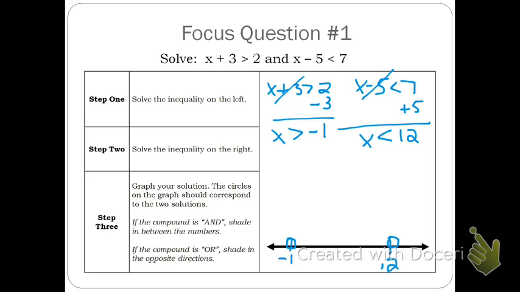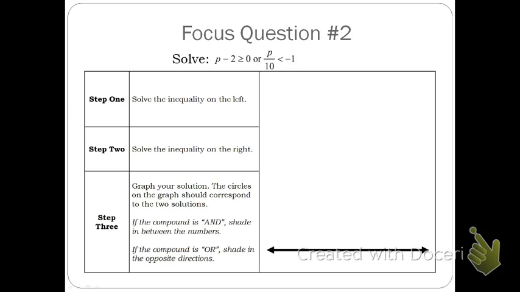Because the statement has and in it, remember and is in between, so I simply will color my line in between the 2 points. Sometimes you can put little arrowheads pointing towards each other to show that the two lines would always point in. Alright, so that's what it looks like graphed. Let's take a look at another one.